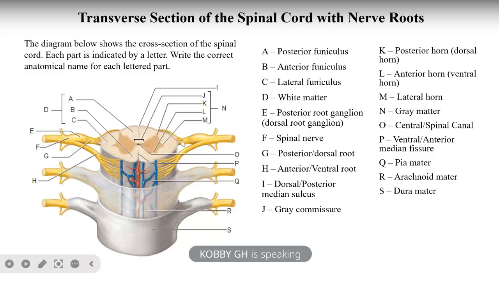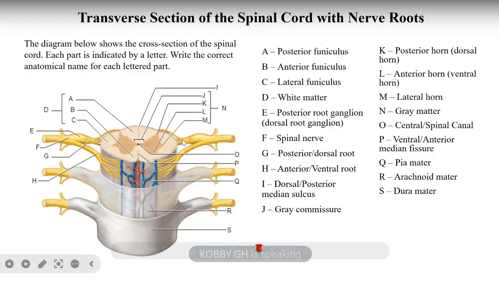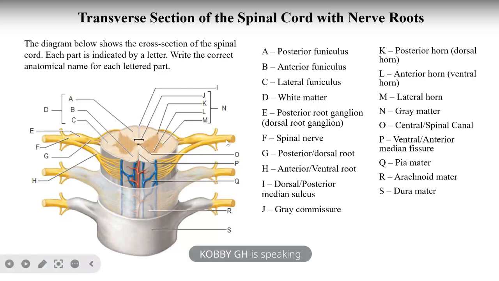What name will you give to this one? It's not true. This is the posterior root. The spinal nerve is this one. The spinal nerve is here. This is the spinal nerve. This is the posterior root.